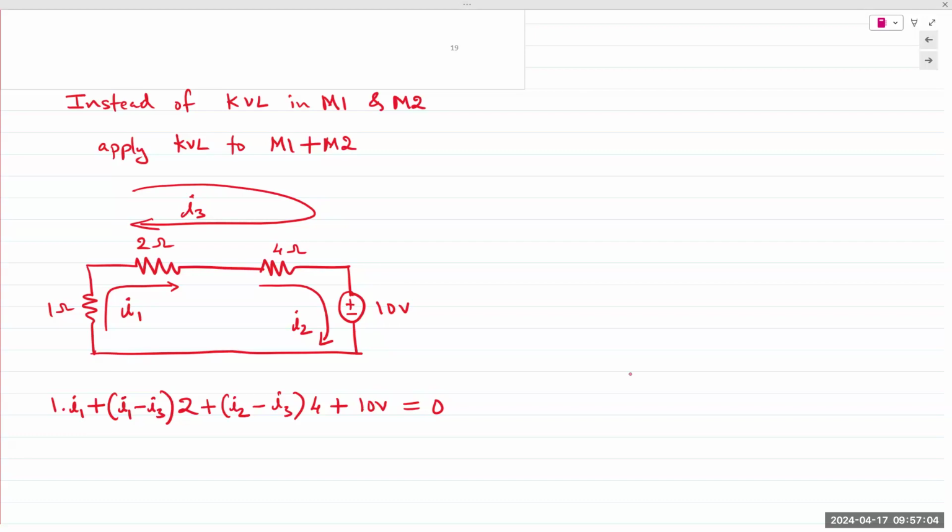But if there's ever a case where you have to write a KVL around a mesh that has a current source, then this is what you would do. You would combine that mesh with another mesh, whether the current source is in a shared branch or not, then you can do that. If the current source is not shared between 2 meshes, for instance, something like this.